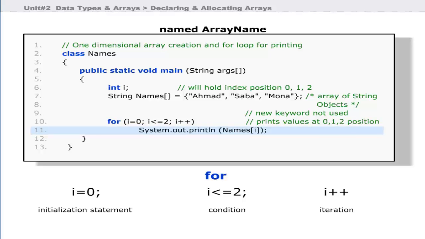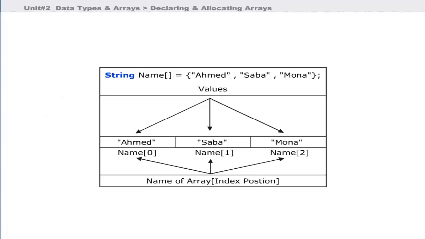The control moves to iteration statement at line 10, that is i++. The value in the control variable i becomes 2. The condition is tested again. Since it is true, the statement at line 11 is executed. Again, the control moves to iteration statement at line 10. Now the value of i is 3 and condition becomes false and loop terminates. There are no more statements in the program, so program terminates successfully. Conceptually, this array will be stored in memory as shown in this figure.